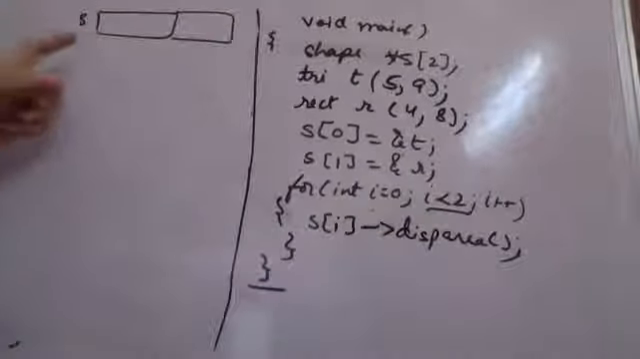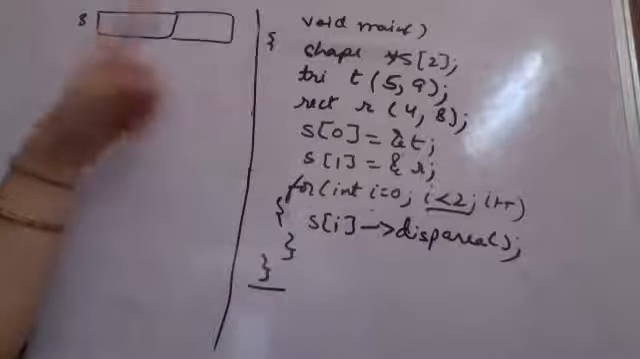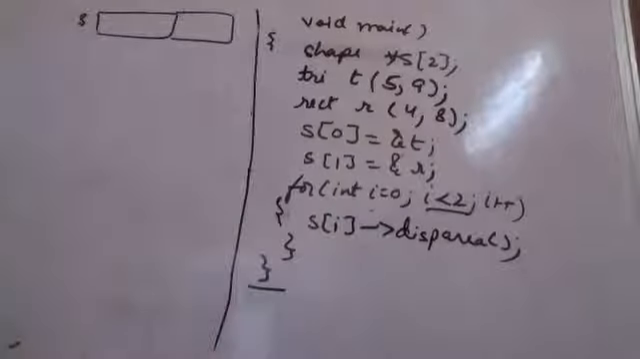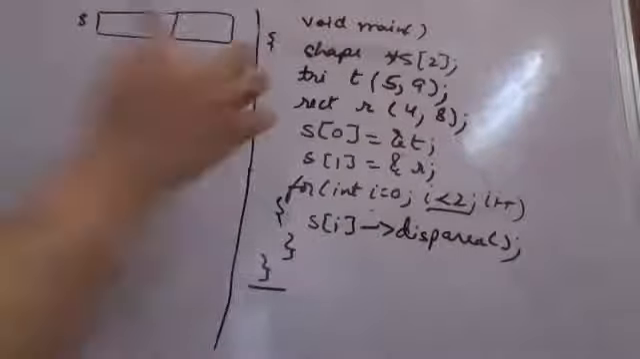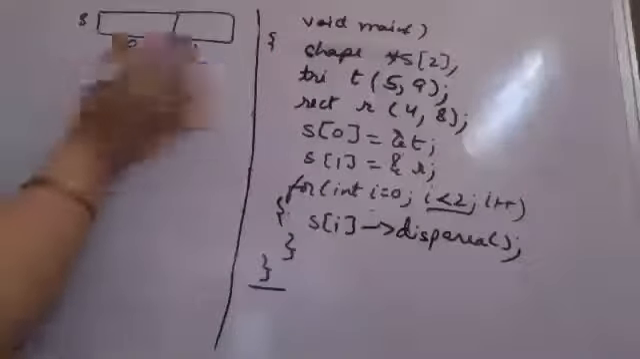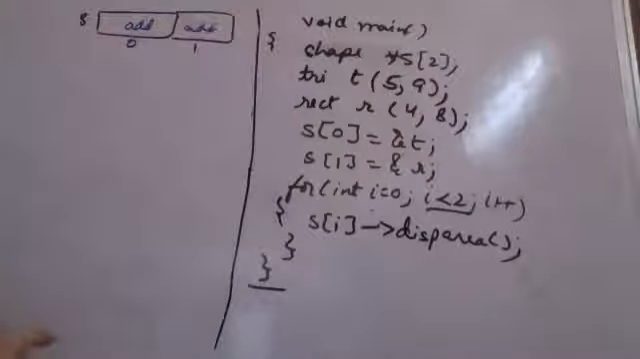Now I have created an array of pointers to the object of the class. This array of pointers has been created. This is S0. When we created S, this became S0, S1. But this is only going to store addresses. Address of what type? Of type class shape.